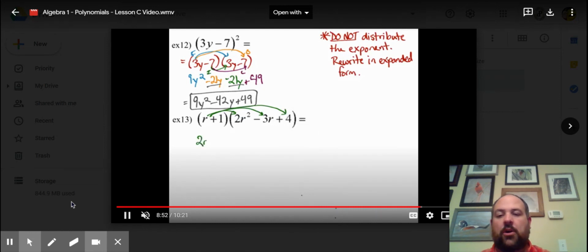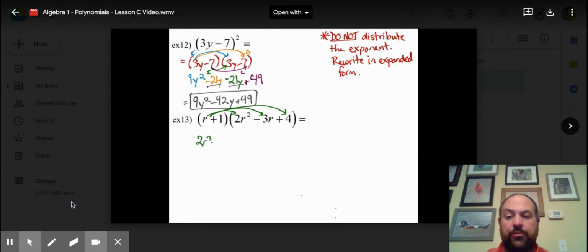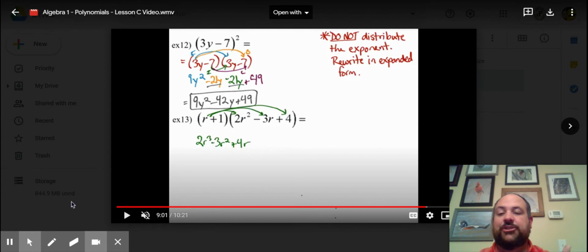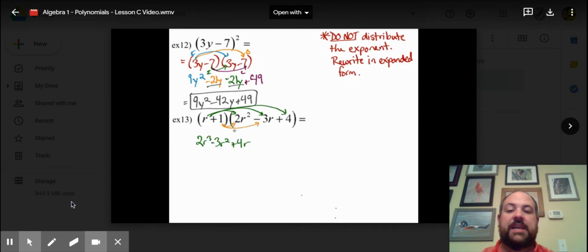If you distribute the r, you should get 2r cubed minus 3r squared, and then plus 4r. Since I had to distribute the r to all 3 of those terms, I'm also going to need to distribute the 1 to all 3 of those terms. So I'm going to take the 1 times 2r squared, the 1 times negative 3r, and the 1 times 4. That doesn't really change anything. I really just rewrite those terms because I multiplied by 1.